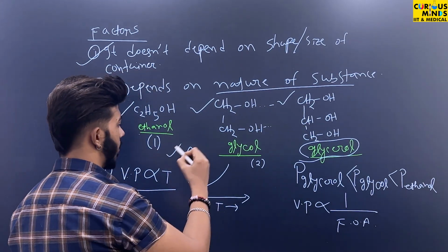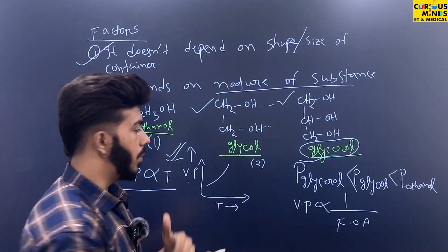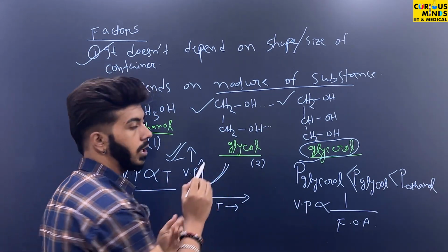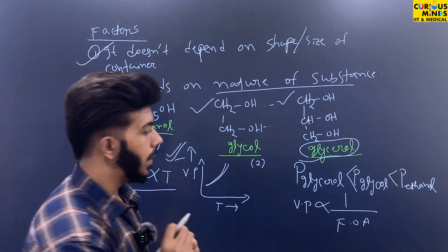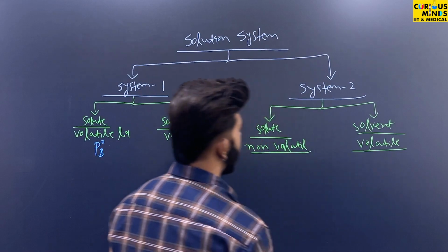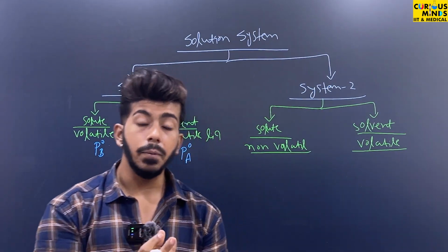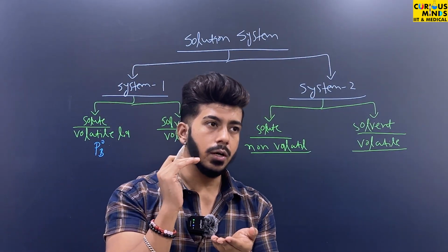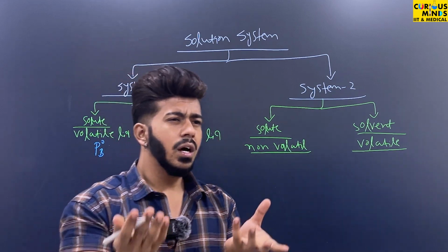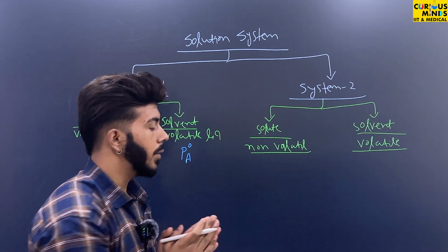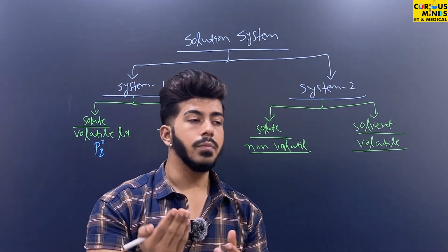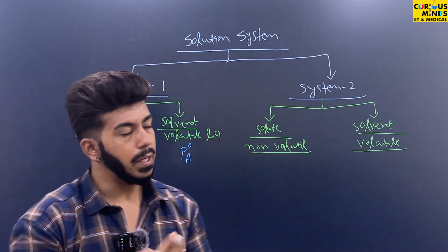So this will be the graph. Vapor pressure and temperature, it's increasing. Right. So these are the factors on which vapor pressure will depend. So we have seen what is vapor pressure, what is pure vapor pressure of a solvent, let's say water or anything. It could be any kind of liquid. And the third thing is we have seen the factors the vapor pressure depends on.